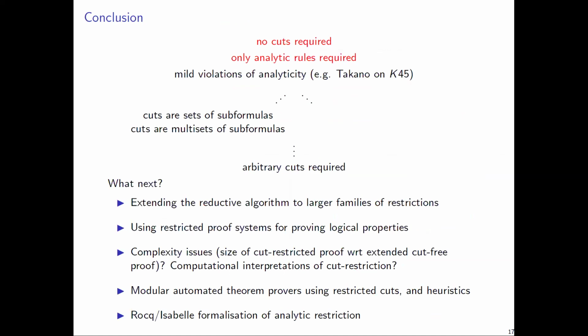All right. So that brings me to a conclusion. And here, what we have here is a picture of now the world as we want to see it. So no cuts are required for some logics. Sometimes you need analytic rules. Sometimes you need to violate even analyticity. So Takano says that on K45, you need essentially cuts, but not just on subformulas, but maybe boxes of subformulas. But you don't need it on boxes of boxes, for example, right? Something along those lines. So that's a mild violation. And you notice that that's good enough to get, for example, complexity optimal bounds, right?